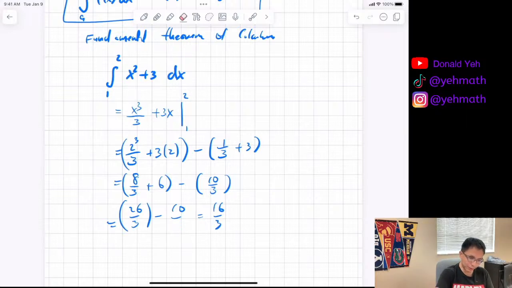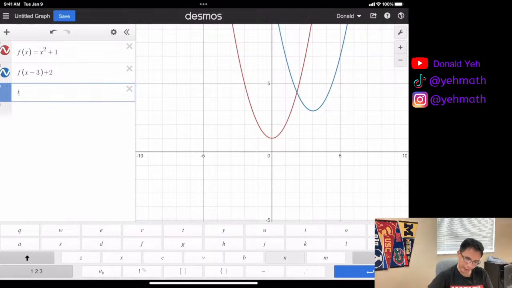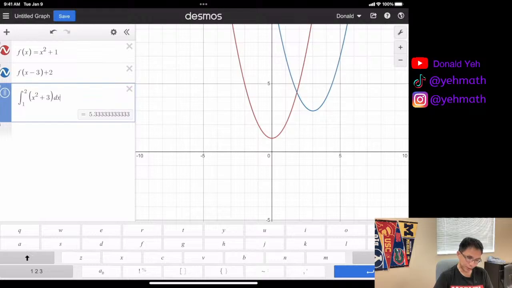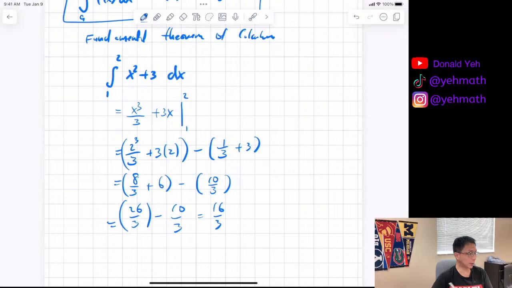So how do I know if it's true? You can use decimals. That's why you need a calculator as well. You can say integral from 1 to 2, and which function is it? X squared plus 3, thank you. You must have a dx. So it's going to be 5.33. 5.33 is 16 over 3. That's correct. So that's my answer.